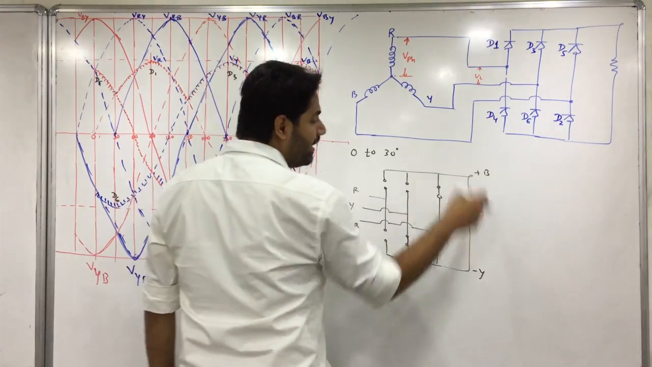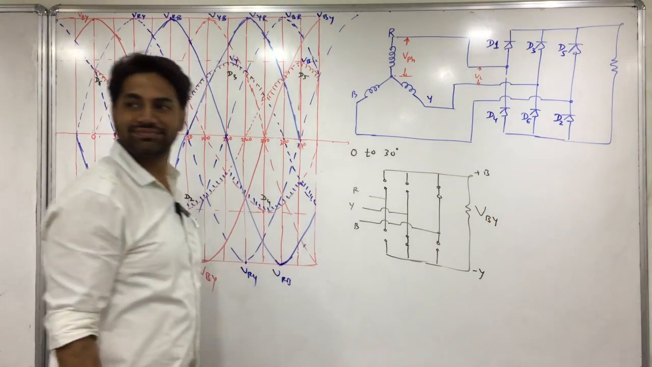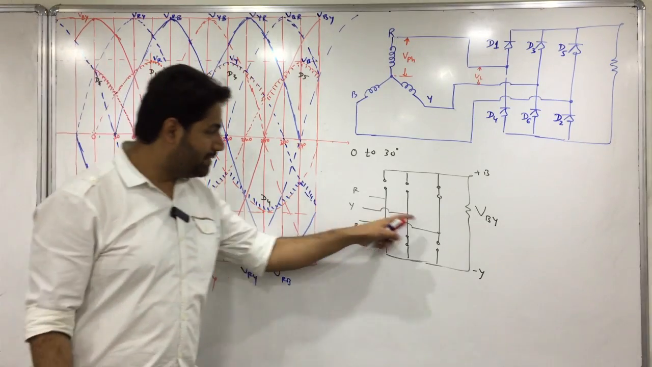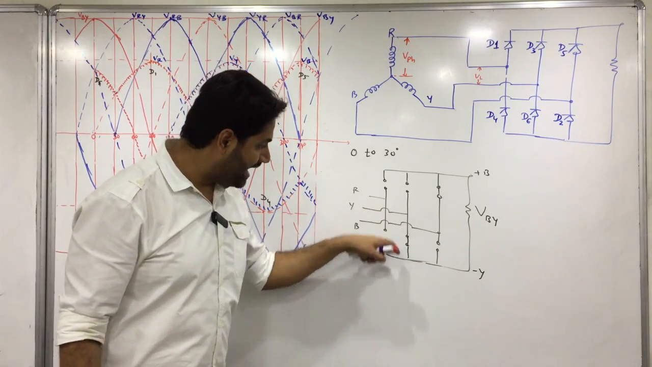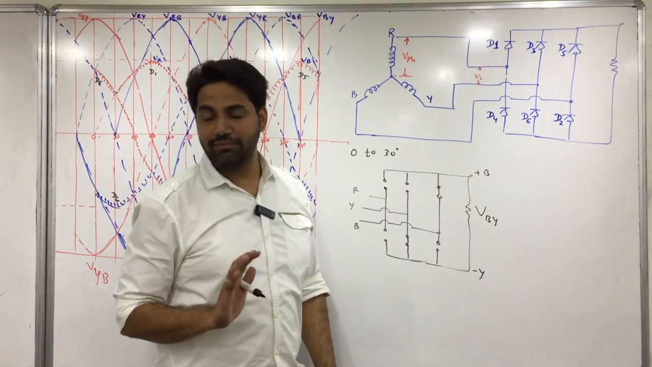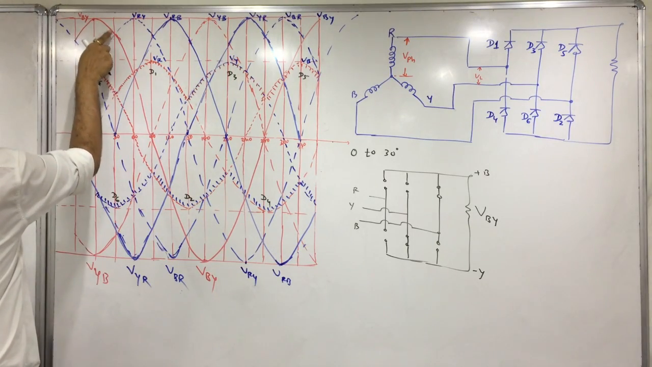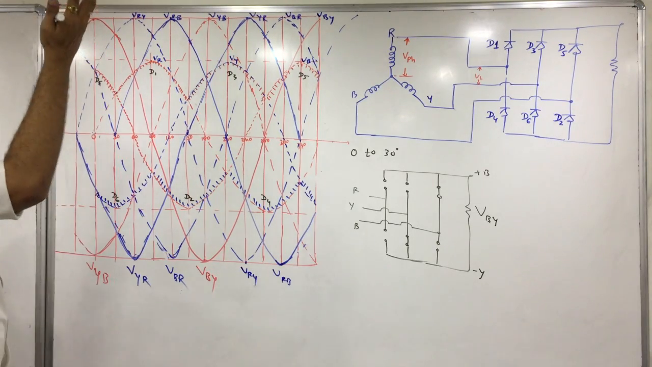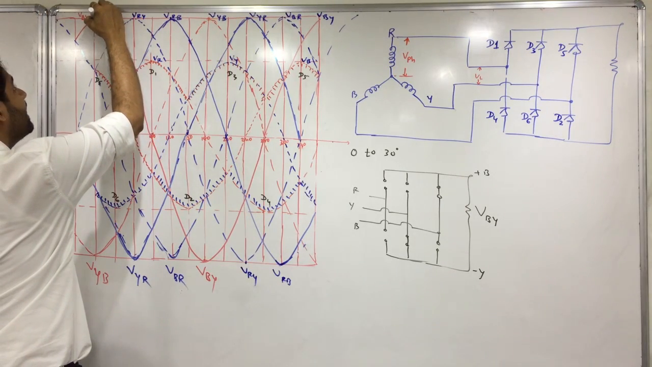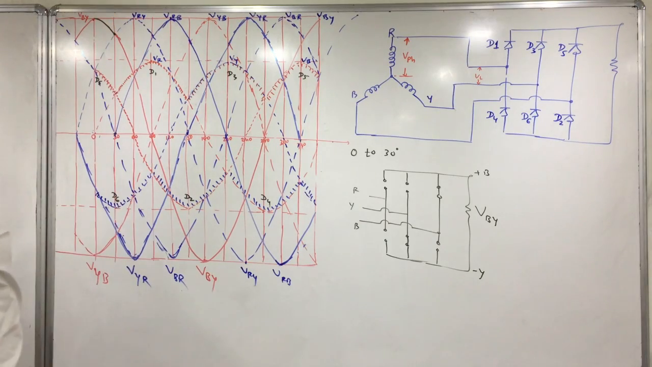So the voltage appearing across this resistance is VBY, VB minus VY. See, Y negative and B positive. So automatically in 0 to 30, VBY you already have. Fine. So my output will be like this. This is my output in 0 to 30.